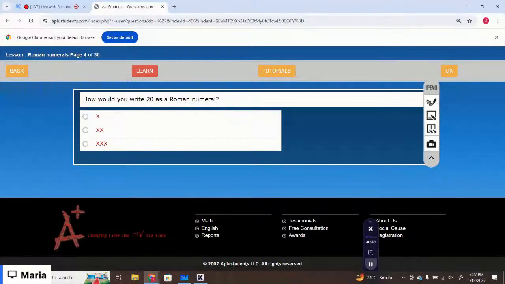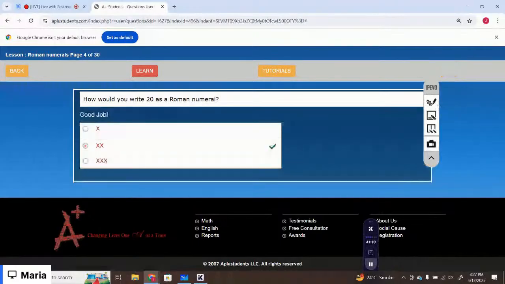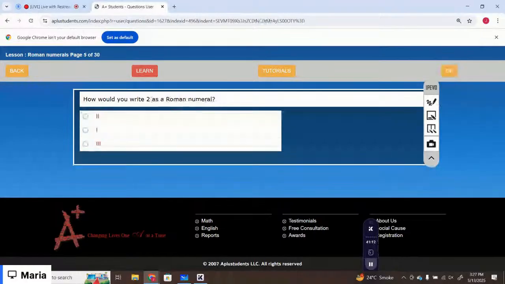How would you write 20 as a Roman numeral? Option number 2 is the correct option. 10 plus 10 makes 20.